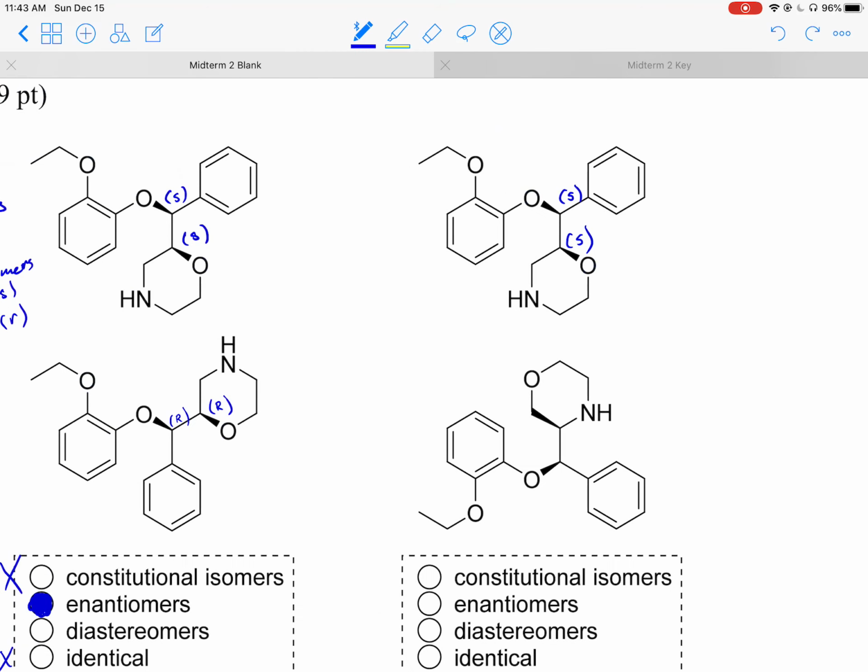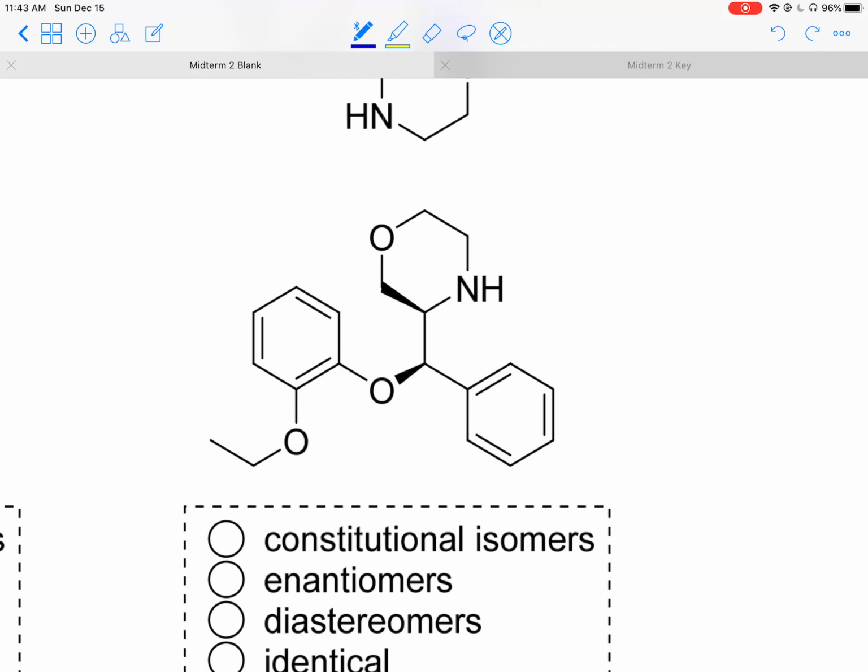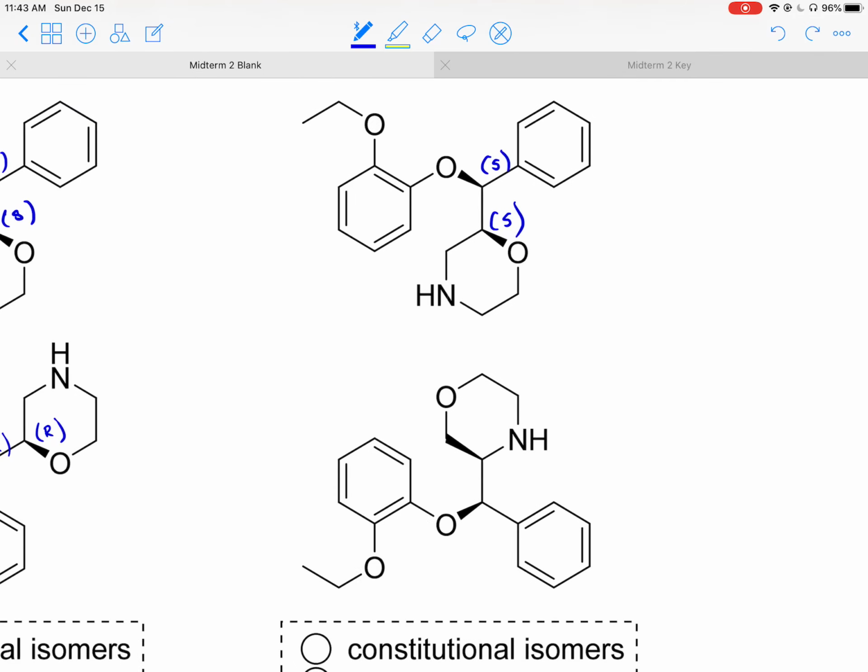Okay, so last one. We're first going to determine if they're constitutional isomers, because that'll be the easiest. We don't have to consider the stereochemistry. So let's look at each of the stereocenters. There's one right here, one right here, one right here, and one right here. And you might already be thinking it looks funky. That's what I'm thinking right now, because this stereocenter right here should match with this stereocenter here, right?